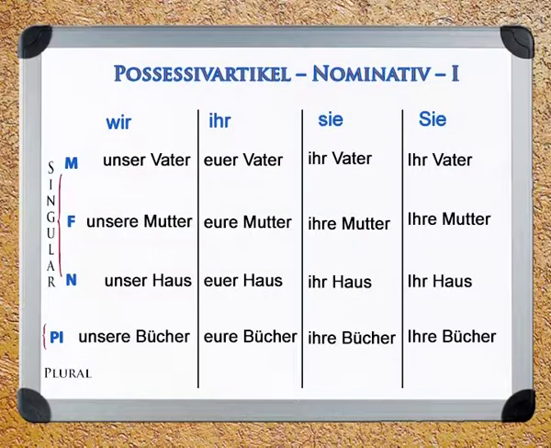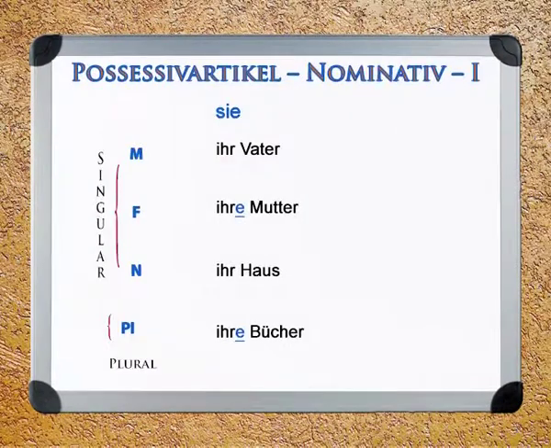Now, moving towards the pronouns sie and Sie, here you know the third person plural sie is written with small s, and likewise here the possessive article ihr, the i begins with a small i. So, we have here ihr Vater, ihre Mutter, ihr Haus, ihre Bücher, and as you know, if S is written in capital, here the I would also be in capital. So, for Sie second person plural, we have Ihr Vater, Ihre Mutter, Ihr Haus, Ihre Bücher.